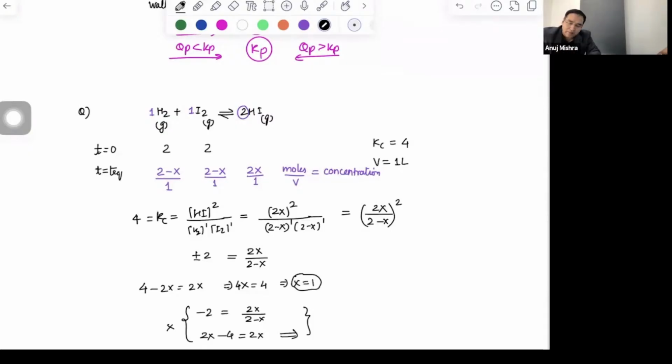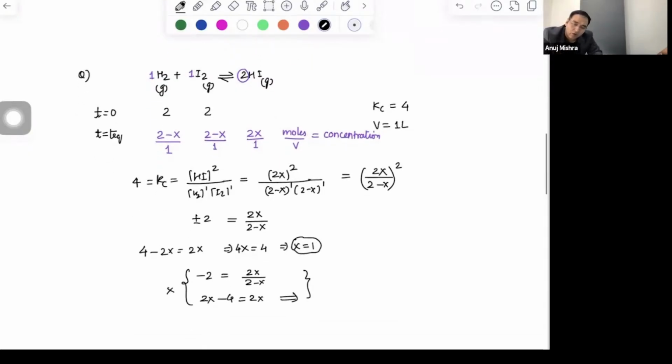Fine. So x is 1. As soon as we get x is 1, what will be the number of moles here? इसके moles हो जाएंगे 2, इसके moles हो जाएंगे 1, इसके moles हो जाएंगे 1. Mathematically also, find 2 square upon 1 into 1 is 4. It's all matching. Is this question clear so far?